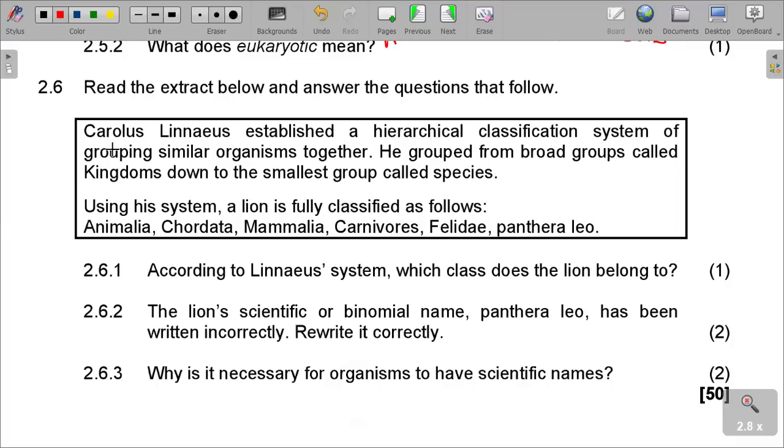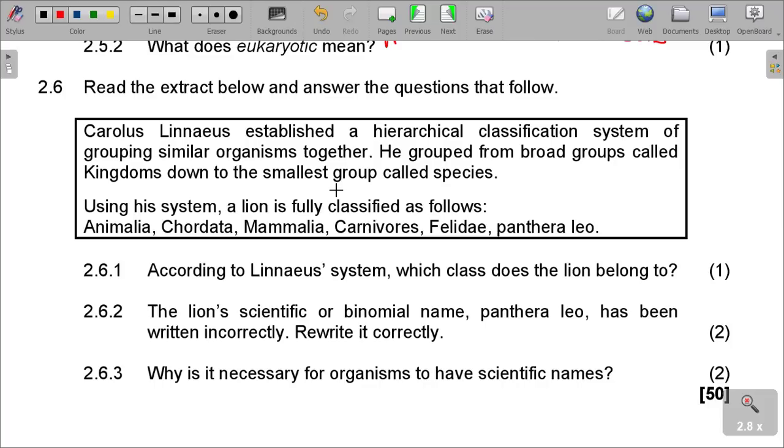Carolus established a hierarchical classification system of grouping similar organisms together. He grouped them from broad groups called the kingdom down to the smallest called the species. Using this system, a lion is fully classified as follows. It is an animalia, it is a chordata, it's a mammalia, it is a carnivore, it's a felidae, and then according to this system, which class does the lion belong to?